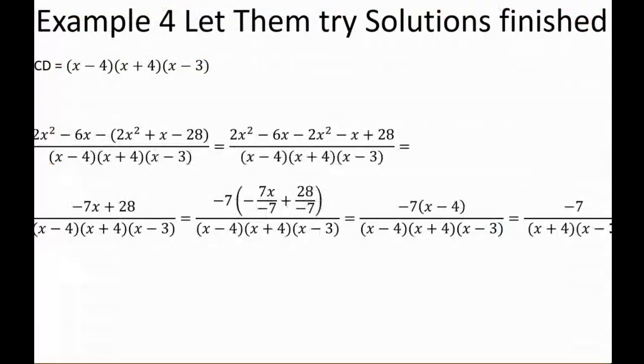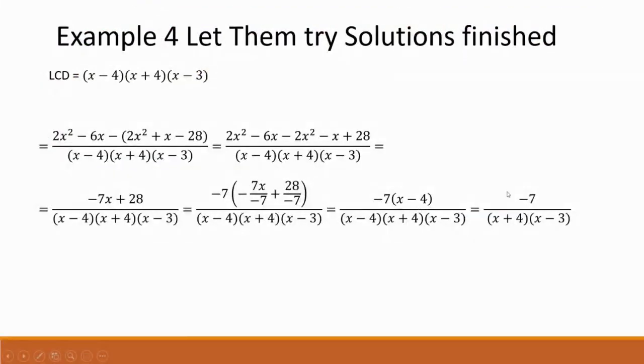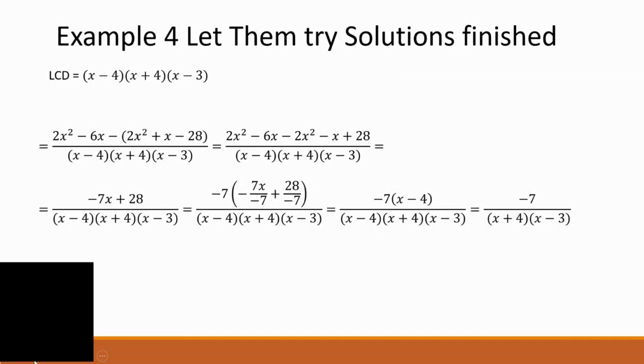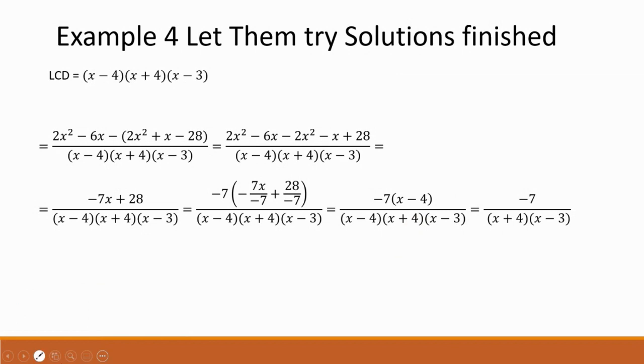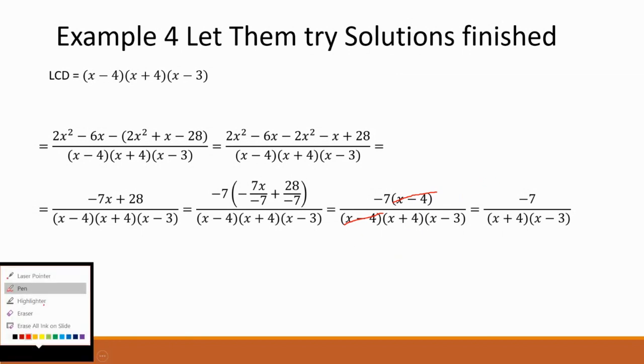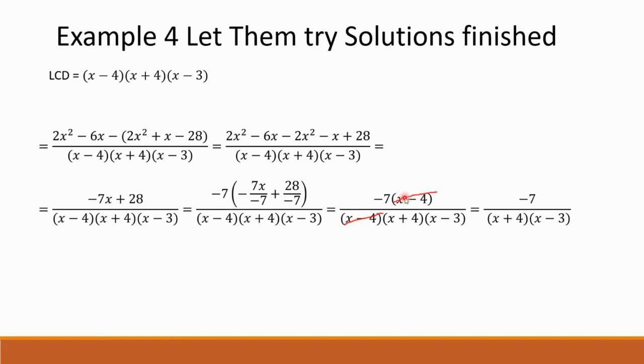All right. So from here, how do we get from here to here? Well, notice that a factor cancels. Namely, the top and bottom here, they cancel. So by canceling, we get negative 7 over x plus 4 times x minus 3. And now that problem is finished.